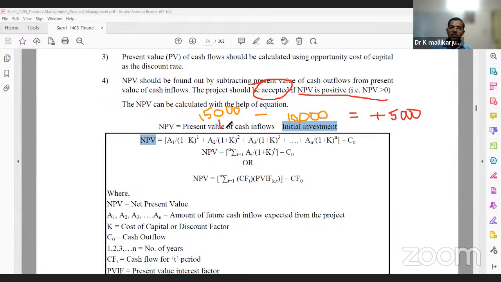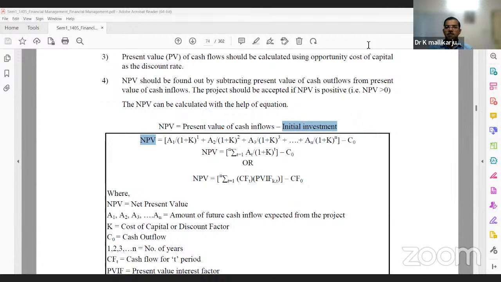Suppose it is also 10,000. 10,000 equal means it is zero NPV. Still we accept the project. Positive NPV or zero NPV, we can accept the project. Why? Because these future cash flows are discounted with the cost of capital.